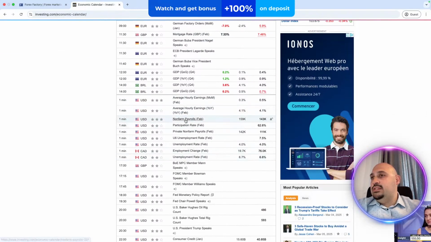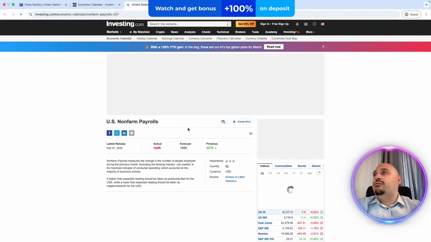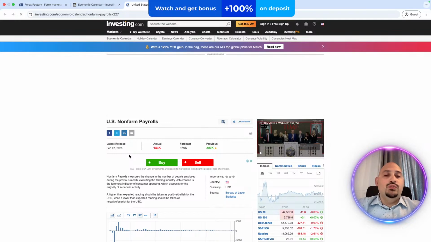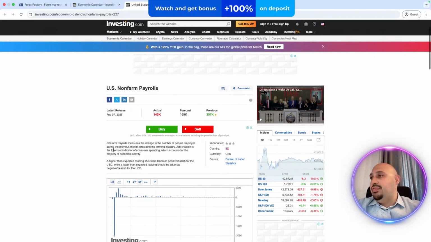And here we see non-farm payrolls. For those of you who don't know what non-farm payrolls are, in a nutshell, this news comes once a month on the first Friday of each month. So the first Friday of a brand new month. Non-farm payrolls come from the United States, and they measure the change in the number of people employed during the previous month, excluding the farming industry. Now, this is very important.